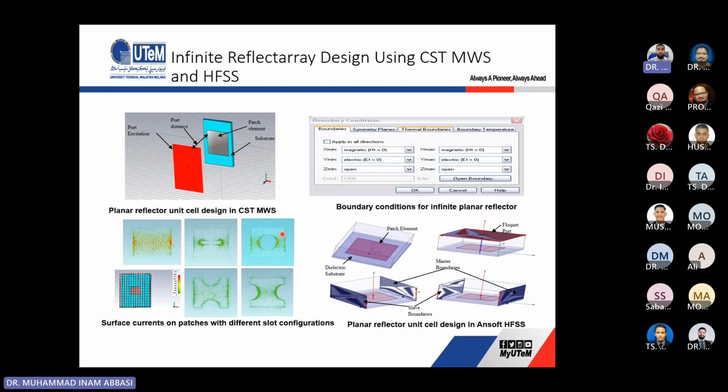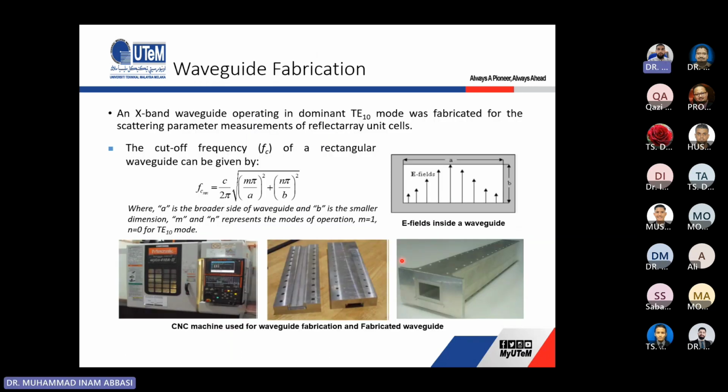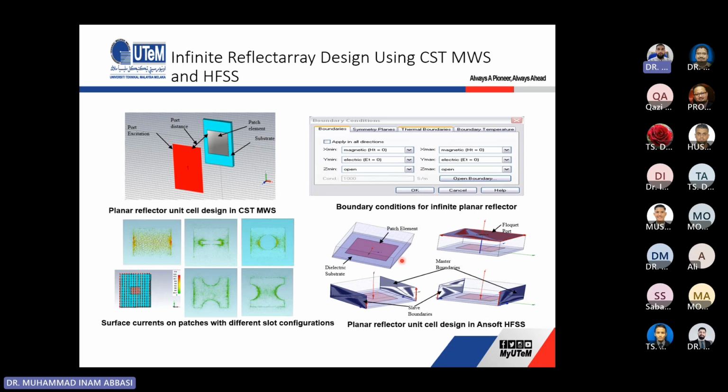So from there, we can finalize our design. We can optimize our design, whichever we want to use, based on surface current distribution, electric field, and all the things. And then we can go to the periodic array design. Similarly, we can do the same thing for the infinite array design in HFSS using Floquet port and master and slave boundary conditions as shown here. So once the design is finalized, here we have finalized our design based on boundary conditions.